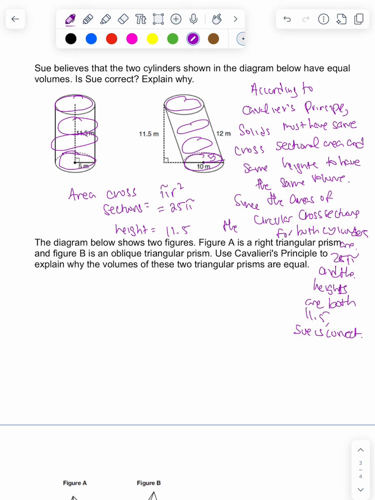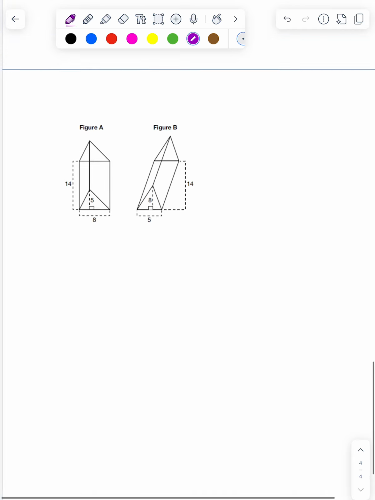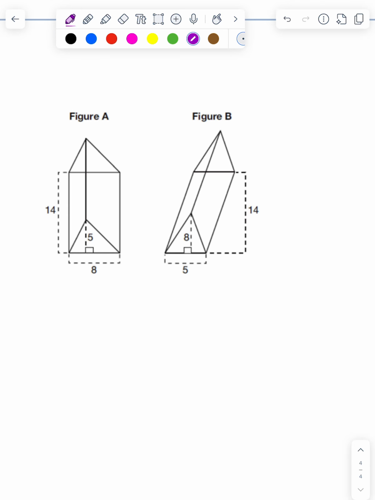We have one more Regents question for this video. So the diagram below shows two figures. Figure A is a right triangular prism and figure B is an oblique triangular prism. Use Cavalieri's principle to explain why the volumes are equal. So they already tell us that the volumes are equal. We need to use Cavalieri's principle to explain. You might want to pause the video, write down your own explanation, and then unpause to check your work and see the solution.